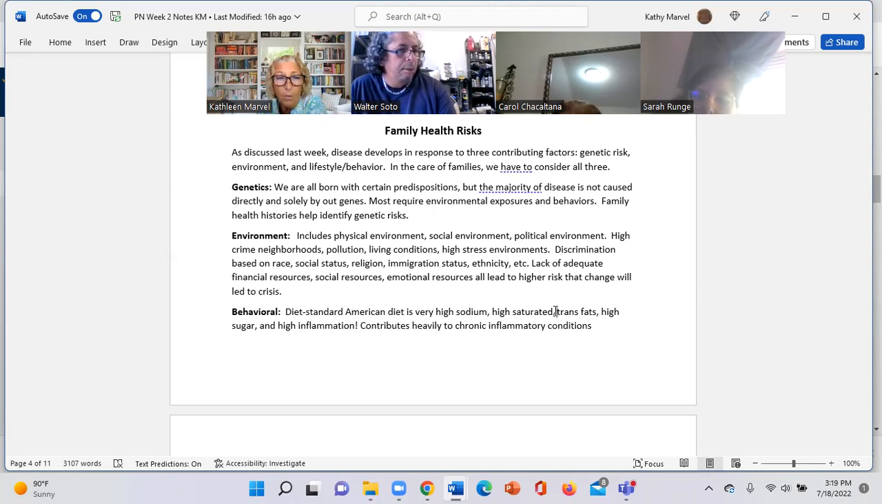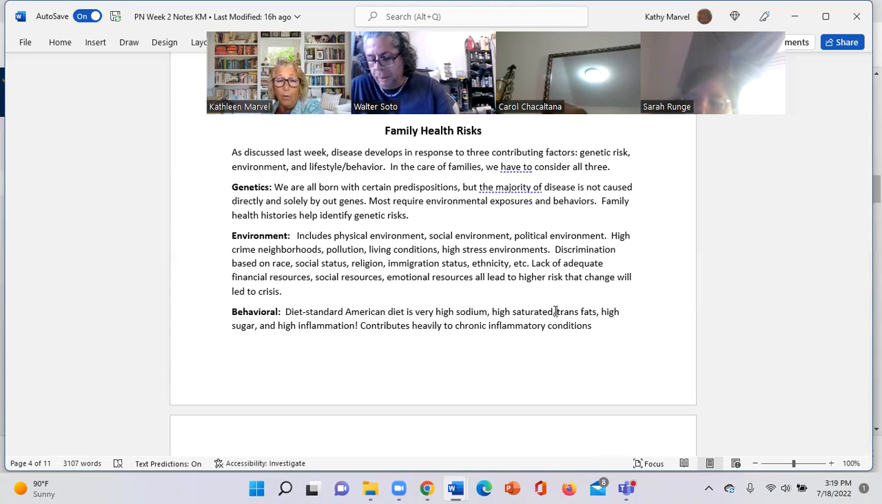Okay. So for example, if you have a family history of heart attacks, breast cancer, or alcoholism, you're going to be predisposed to that. We don't have to do genetic testing to figure that out. You already have a family history of that. Right? So family health histories help identify genetic risks.